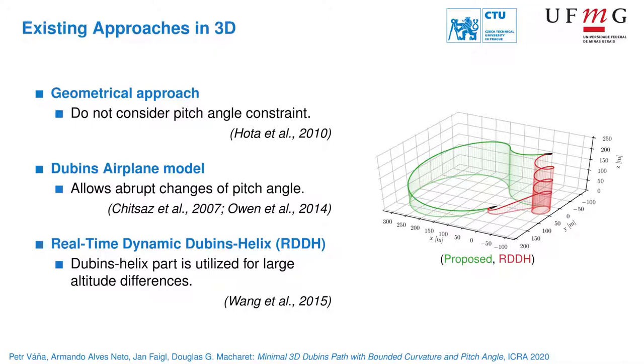The last approach, called the Dubins helix, provides a feasible 3D path that meets all the constraints. It's based on helix segments that are inserted to gain the required altitude. We use this method as a baseline for the proposed approach. An example of such a path is shown as a red line together with the proposed 3D Dubins path in green.